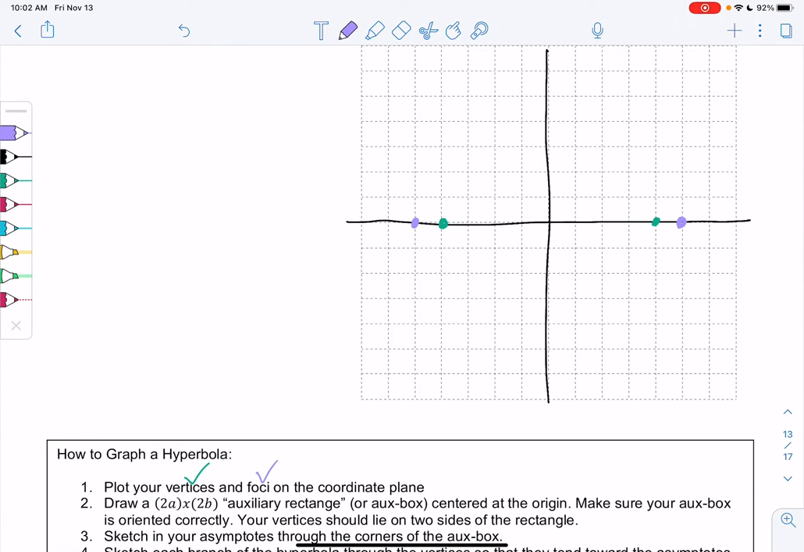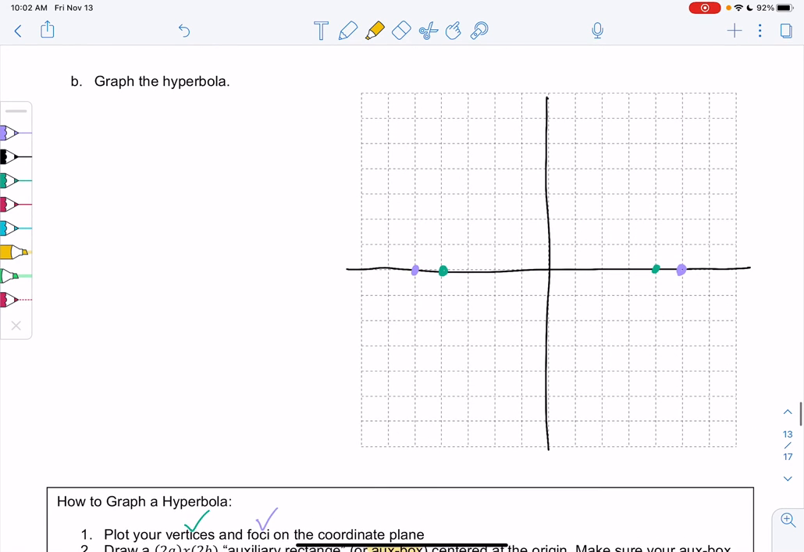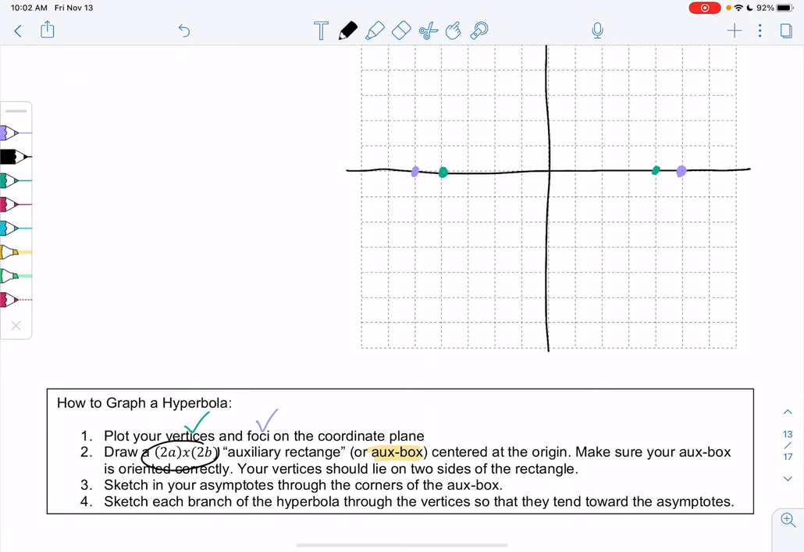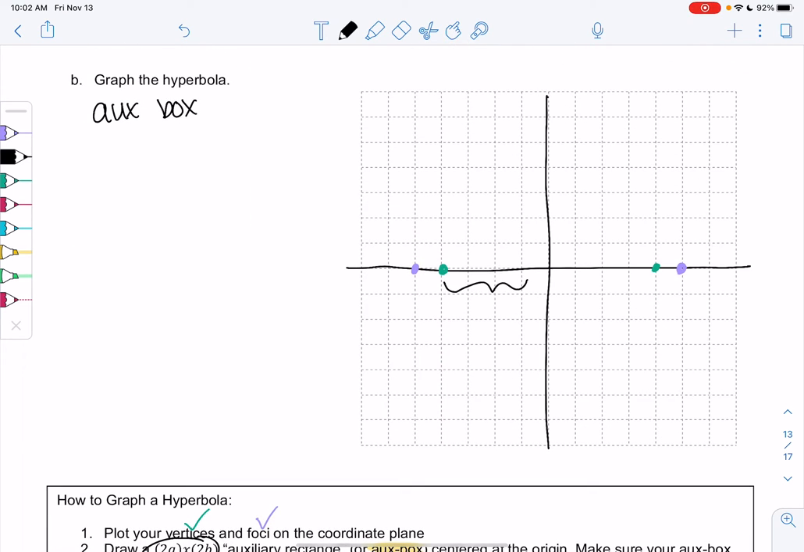And then I'm going to create this new thing called an aux box. It's going to be 2a by 2b, centered at the origin. And this will actually help us make the graph really easily. So the vertices are part of the aux box, and that's where we get 2a. So a is negative 4 and 4, so that gives me 2a for the length of the box.